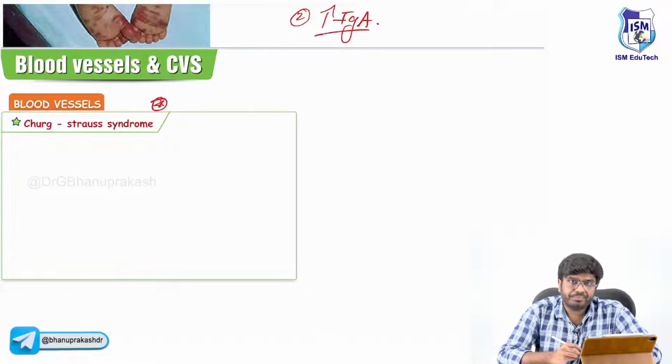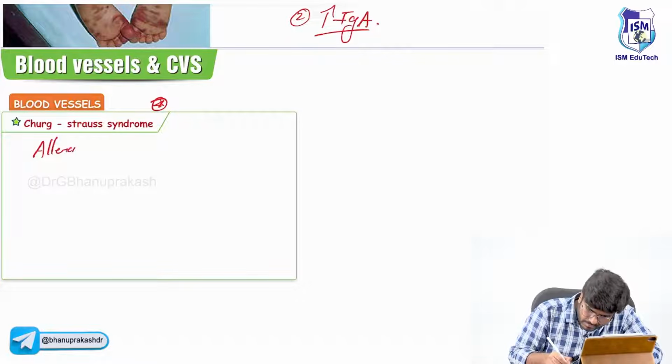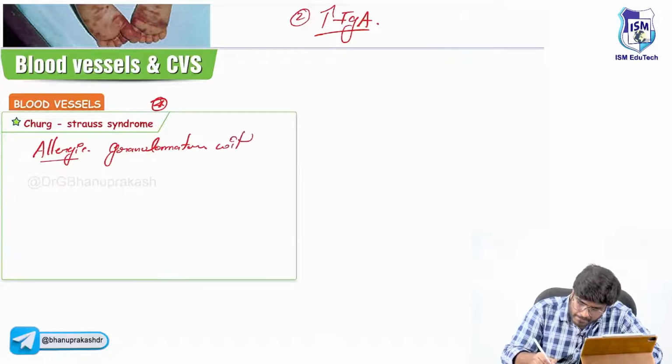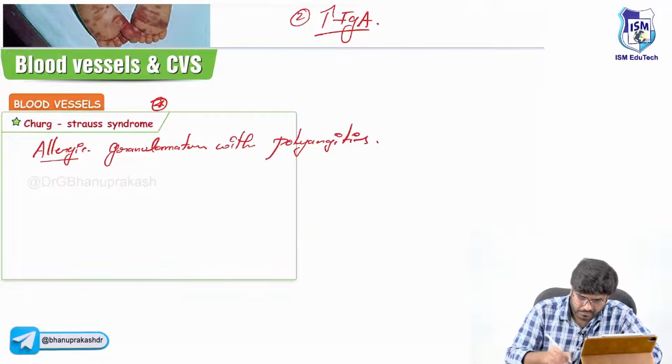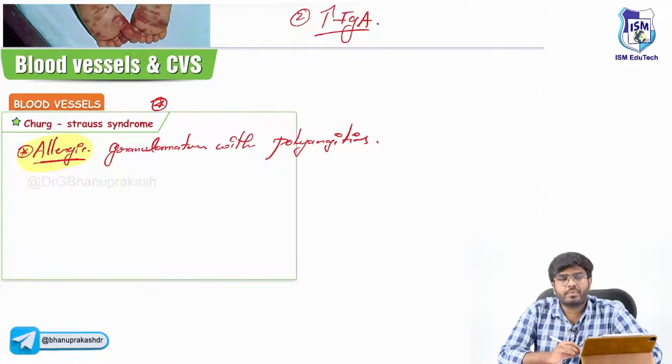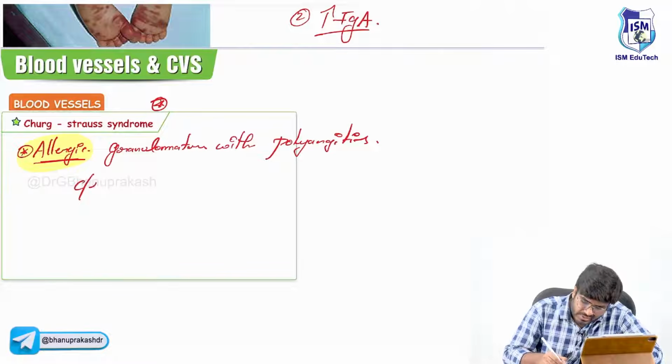It's also called allergic granulomatosis with polyangiitis. Allergic is the keyword. Which type of vasculitis is associated with allergy? Churg-Strauss syndrome. So, allergic granulomatosis with polyangiitis. In these patients, all the allergy symptoms are going to be seen. The clinical features are going to be rhinitis, allergic rhinitis.